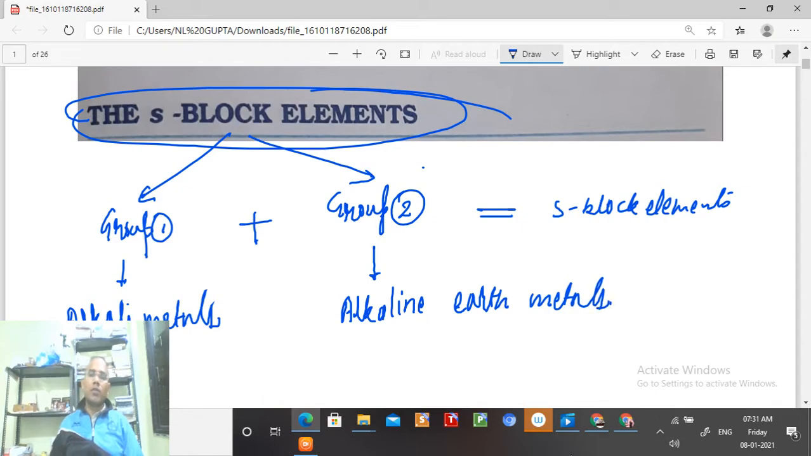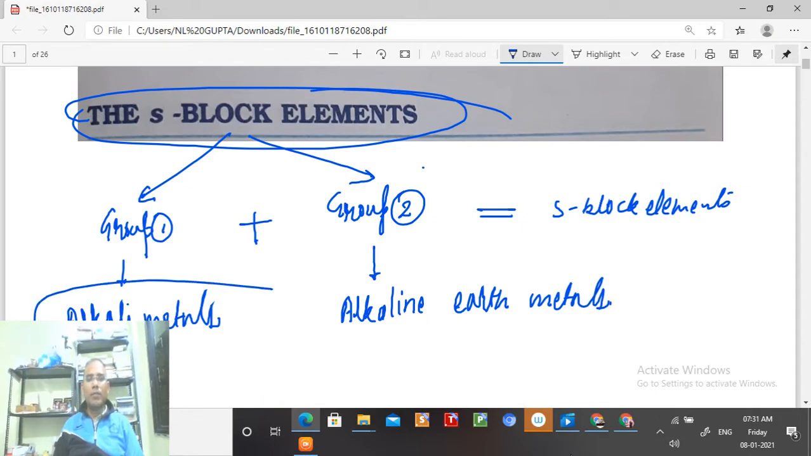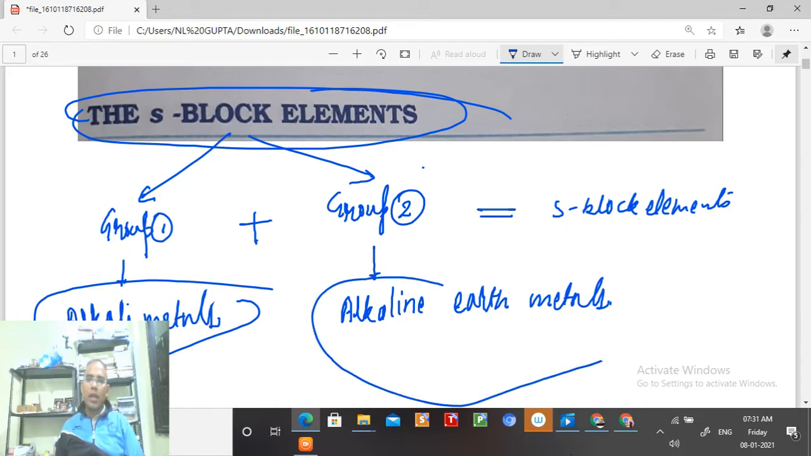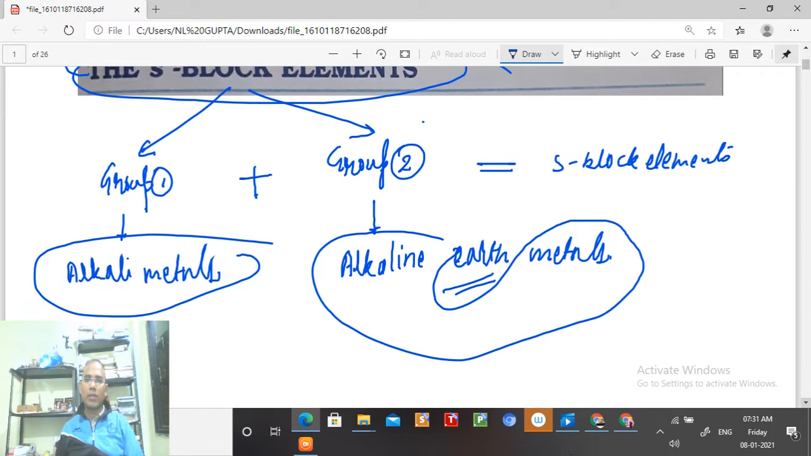So, dear students, when you talk about the alkali metals, why are they called alkali metals? Basic metals, because their oxides and hydroxides are basic in nature. When they dissolve, they give a basic solution. Alkaline earth metals are also basic only, but they are found in the earth. That is why alkaline earth metal is the name.